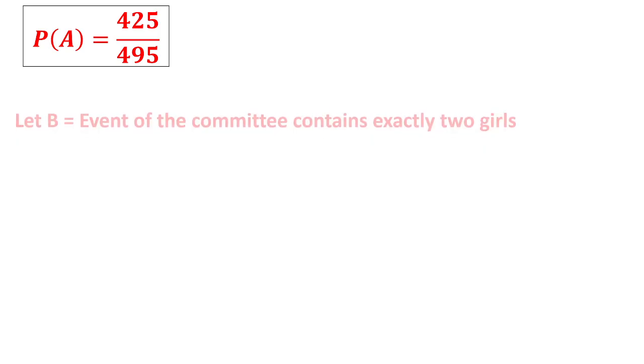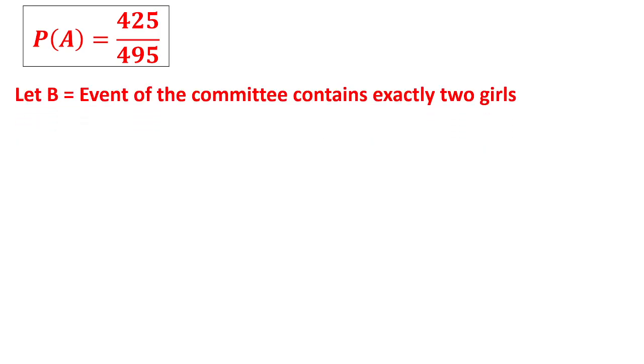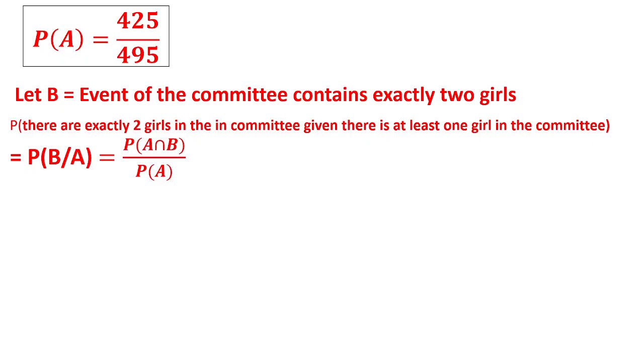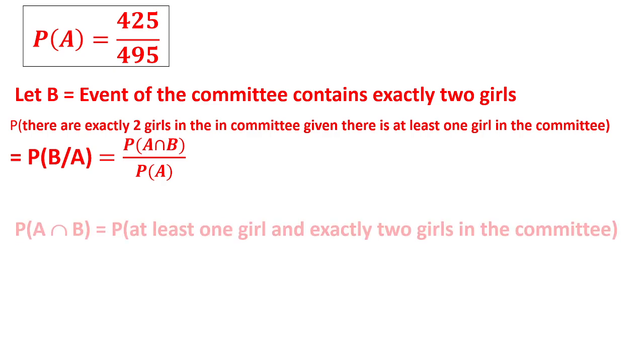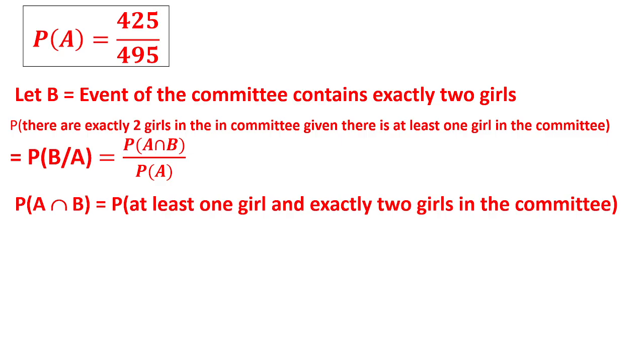Let us move on to the next event, that is the event that the committee contains exactly 2 girls. What they want is the probability that there are exactly 2 girls given that there is at least one girl. Therefore it is B given A. The formula is P of A intersection B by P of A. Now we have to find what is the numerator. Denominator we have already found. What is the meaning of numerator? It is at least one girl and exactly 2 girls.